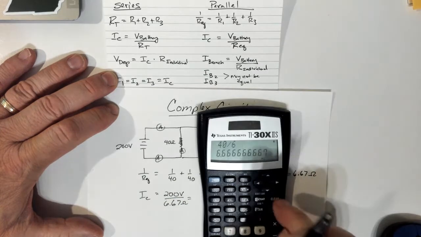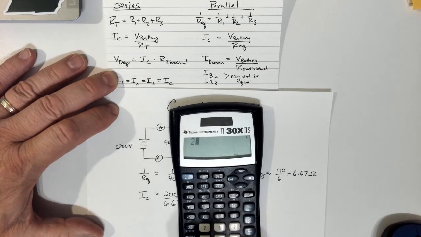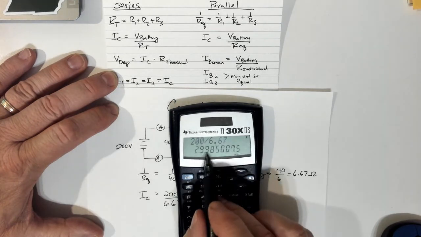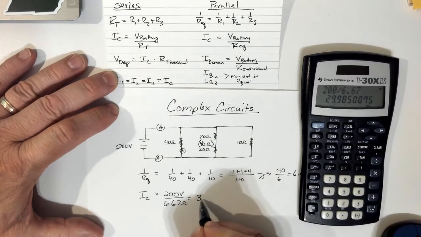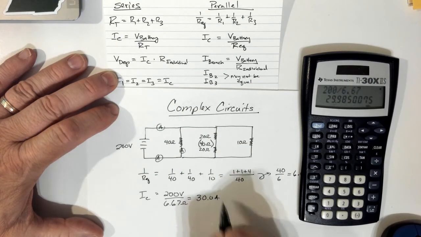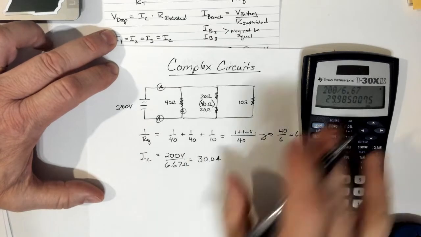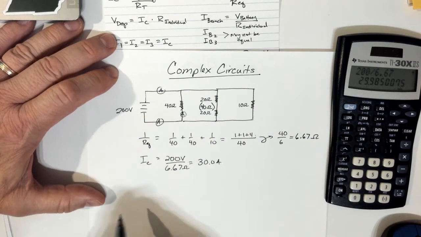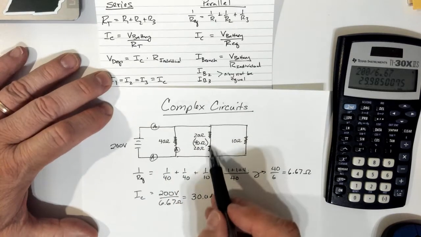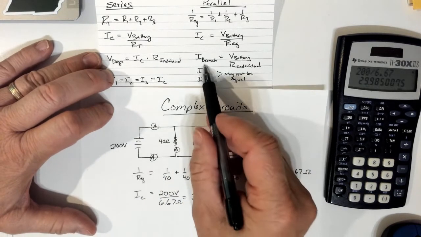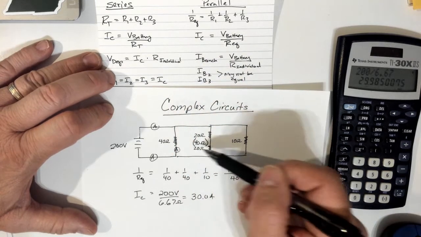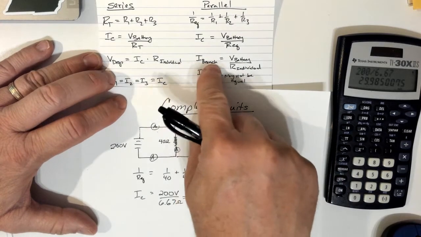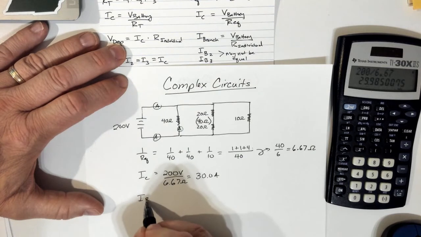200 divided by 6.67 equals 29.98. Round the 29.98 so it rounds to 30. That's good enough, 30 amps. And that is the current through the entire loop. But since there are branches, in case they ever ask this question, what is the current in the branches? We would have to use this equation. So we have 3 branches.